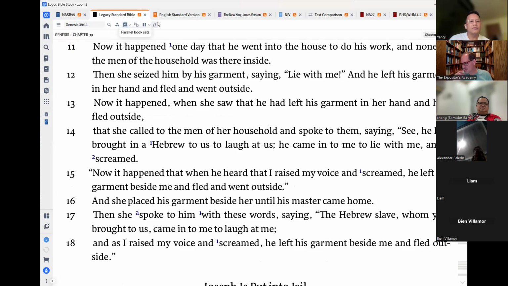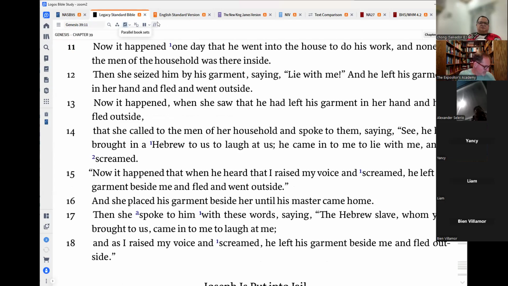Now it happened when she saw that he had left his garment in her hand and had fled outside, then she called to the men of her household and spoke to them, saying, "See, he has brought in a Hebrew to us to laugh at us. He came in to me to lie with me, and I screamed. Now it happened that when he heard that I raised my voice and screamed, he left his garment beside me and fled and went outside."